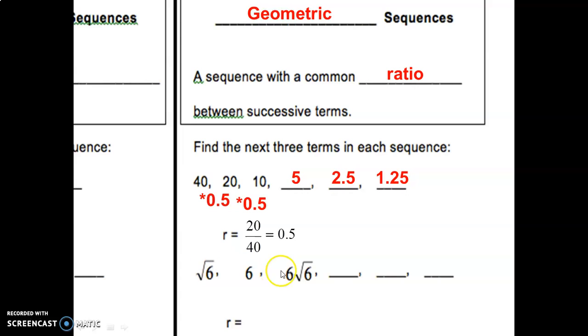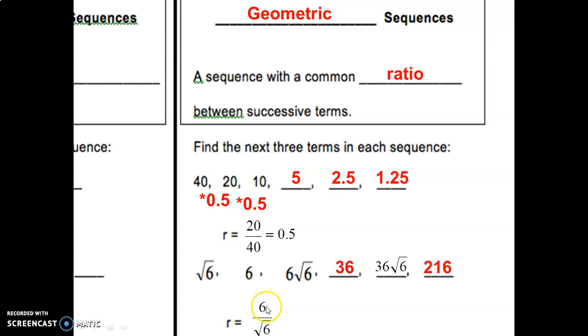All right, next one. What's the common multiplier here? Or is there? There is. The common multiplier is multiplied by root 6. When you multiply 2 roots, the roots disappear and you have that. And then 6 times the square root of 6 is 6 root 6. And then this times the square root of 6, well, the 2 square roots cancel and you have 6 times 6, which is 36. So on and so on.